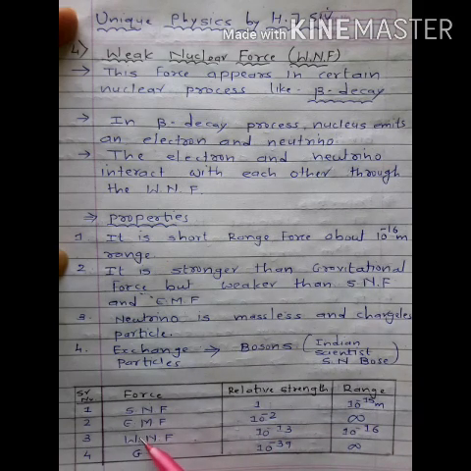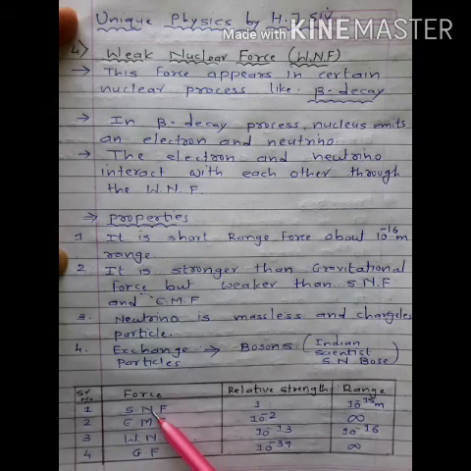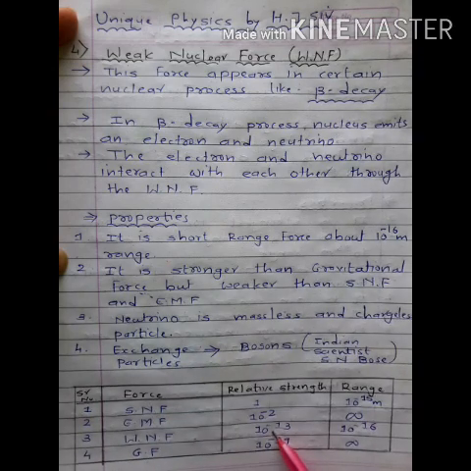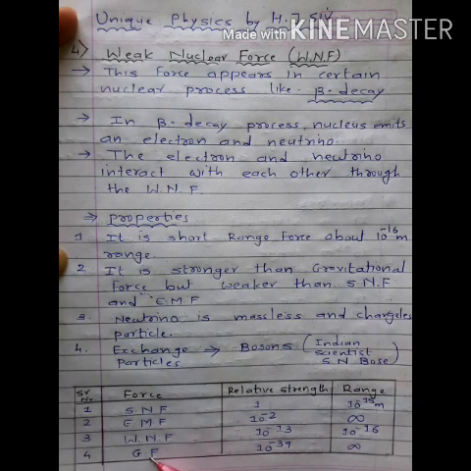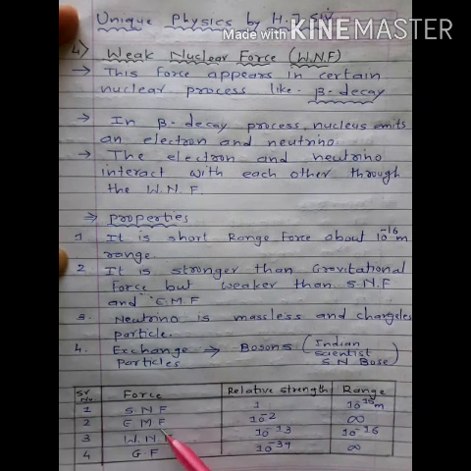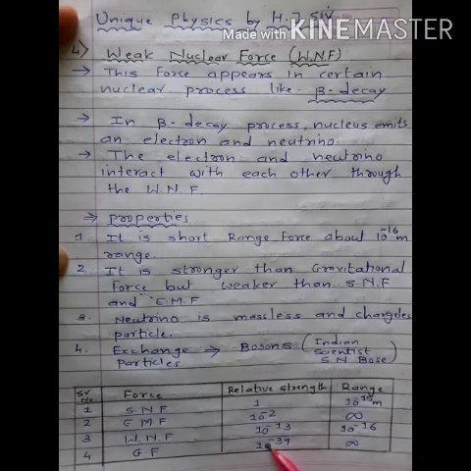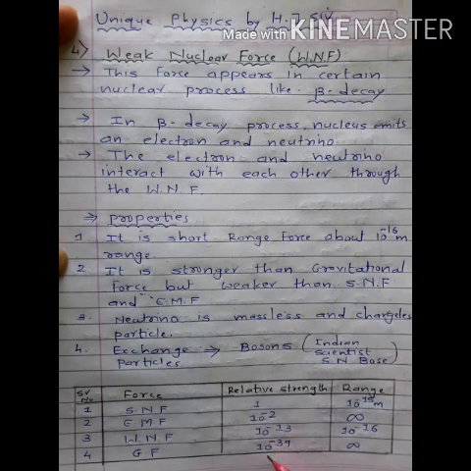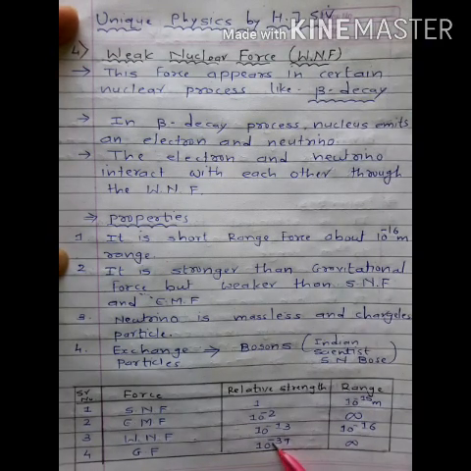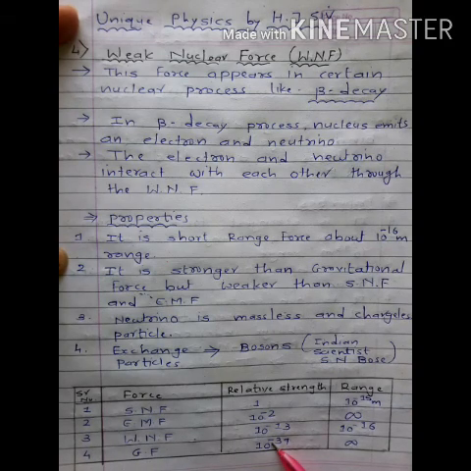Similarly, the strength of weak nuclear force compared to strong nuclear force is 10 raised to minus 13. And the strength of gravitational force compared to strong nuclear force is 10 raised to minus 39. In some books it is given as 10 to the power minus 38, but it is almost equal.